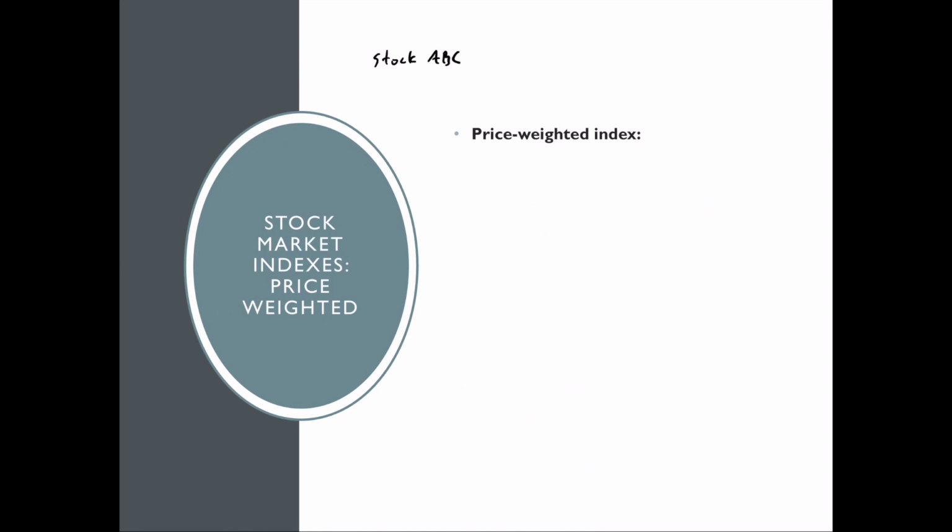ABC that has an initial price of $25 and then increases for a final price of $30. And then we have stock XYZ, which has an initial price of $100 and then decreases to $90. What happens to my index under the three weighting schemes? So price weighted, value weighted, and equally weighted.